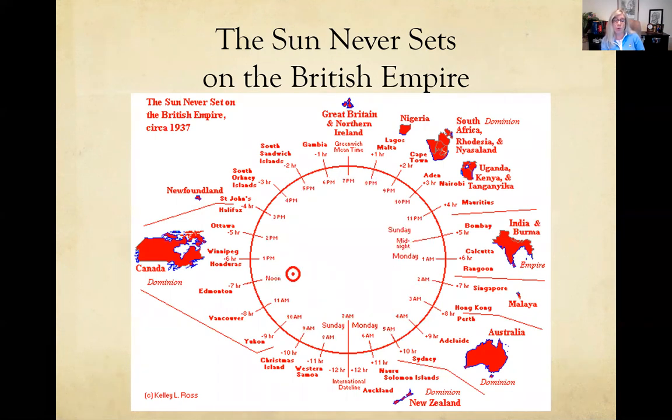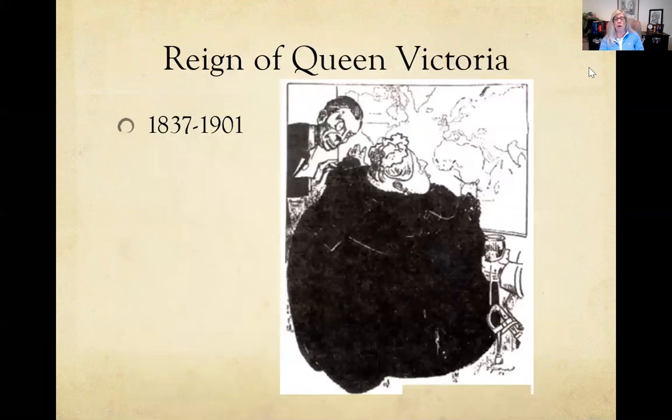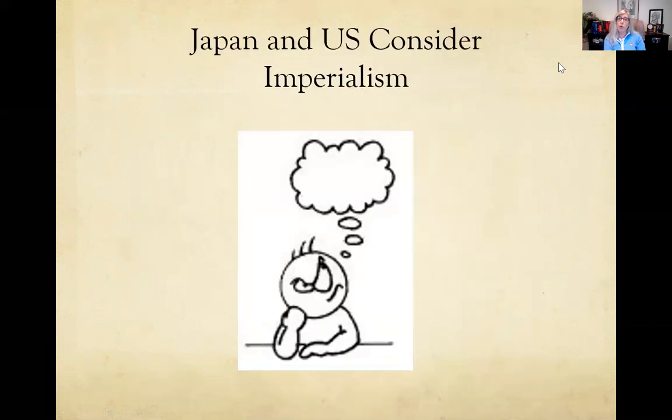And you can see examples of all of these different colonies that Great Britain had control of. And when you look at the 24-hour clock, the time zones, there is truly a possession of the British in every one of those time zones. So they spanned the world for sure. And it was largely due to the efforts of Queen Victoria, who had a very, very long, powerful reign in Great Britain.